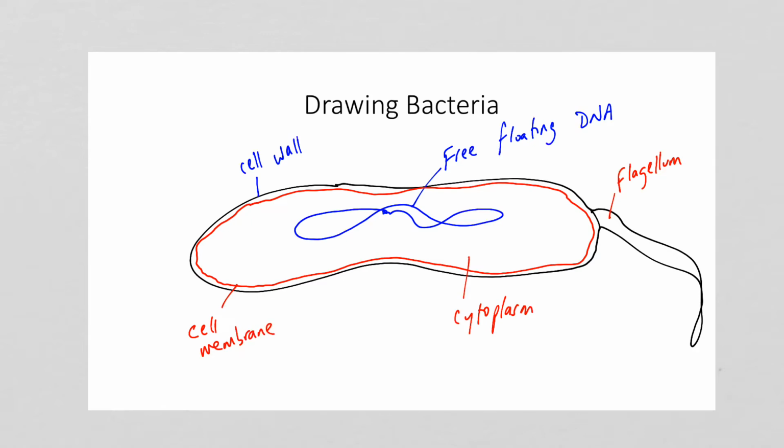I'm going to have my ribosomes, which again are present in all three, plant, animal, and bacteria, but the ribosomes that are in bacteria are different, 70S versus 80S. And last but not least, I'm going to draw my plasmids, which are my small rings of DNA. If I wanted to draw a capsule, it would be another outer layer.